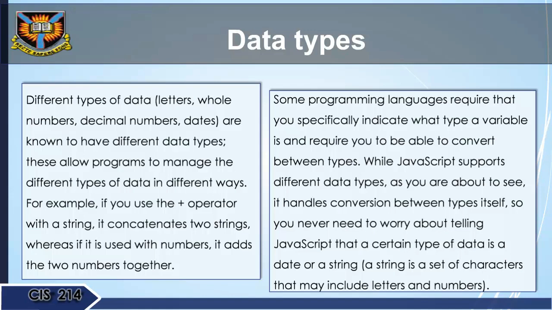Some programming languages require that you specifically indicate what type a variable is and require you to be able to convert between types. While JavaScript supports different data types, as you are about to see, it handles conversion between types itself. So you never need to worry about telling JavaScript that a certain type of data is a date or a string. A string is a set of characters that may include letters and numbers.